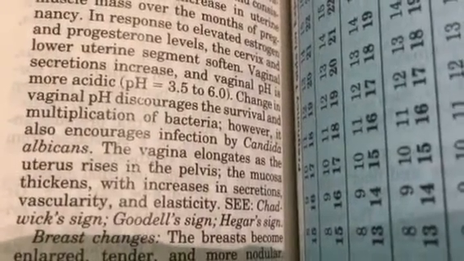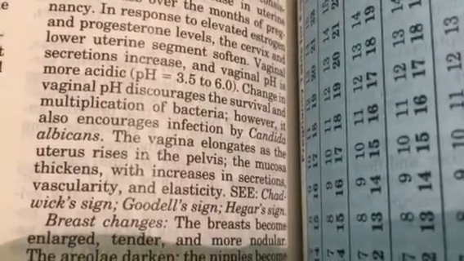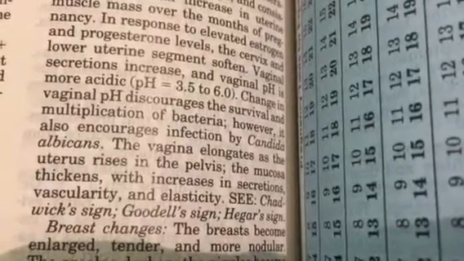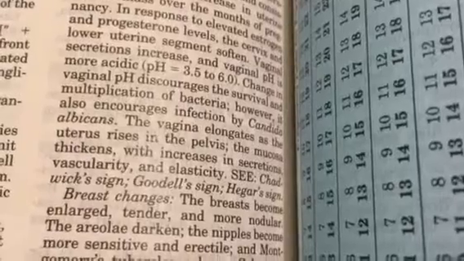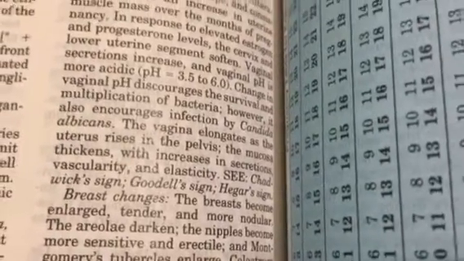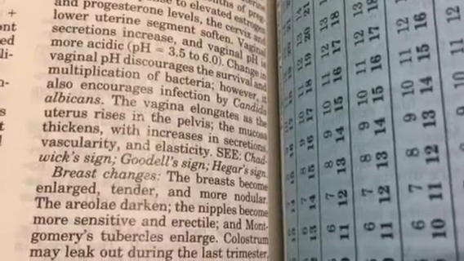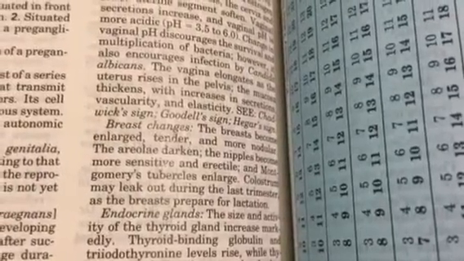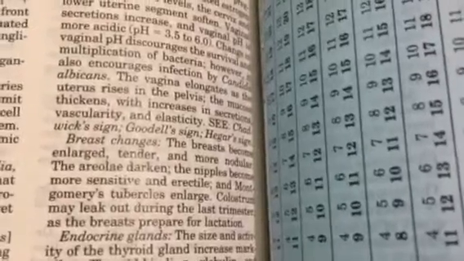The vagina elongates as the uterus rises in the pelvis. The mucosa thickens with increases in secretions, vascularity, and elasticity. See Chadwick sign, Goodell sign, Hegar sign. Breast changes. The breasts become enlarged, tender, and more nodular.